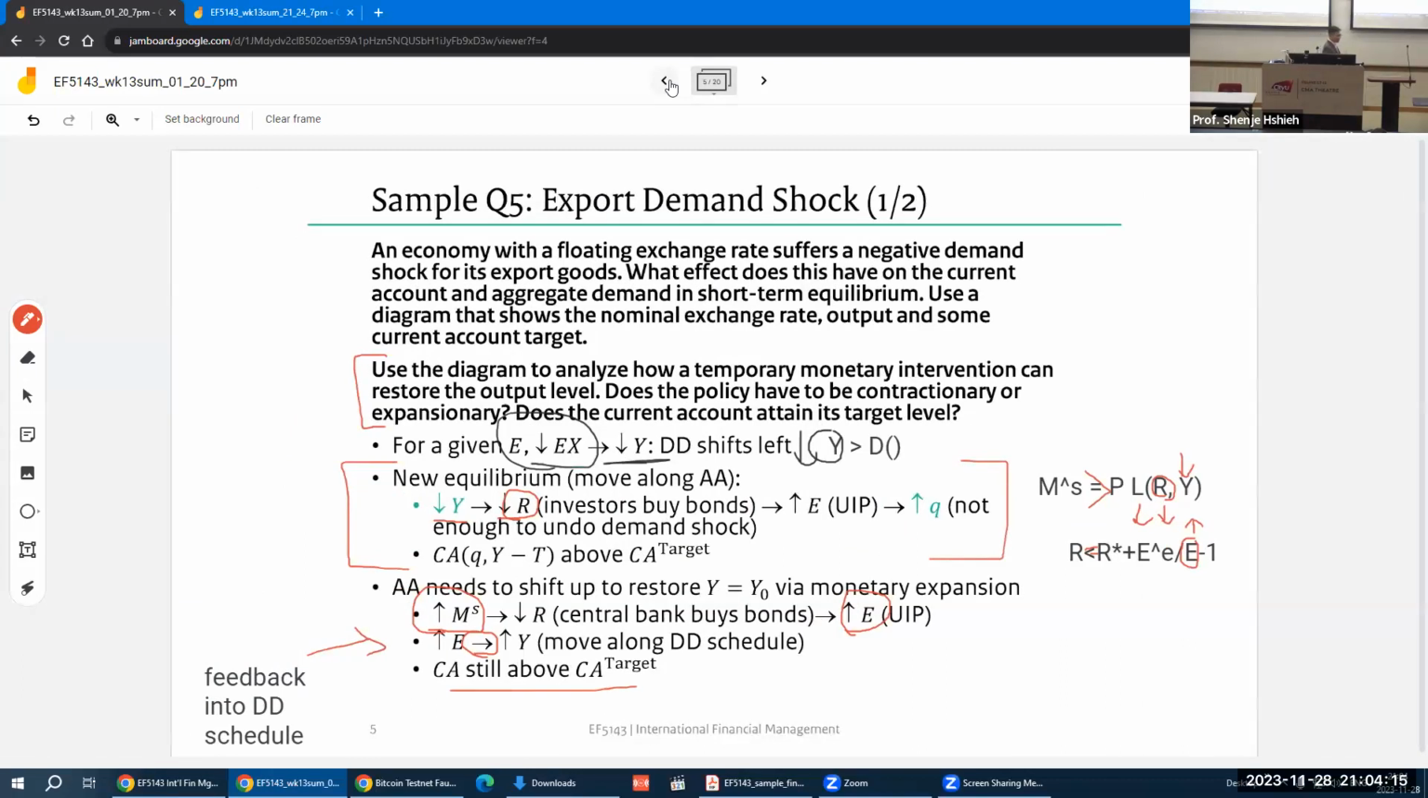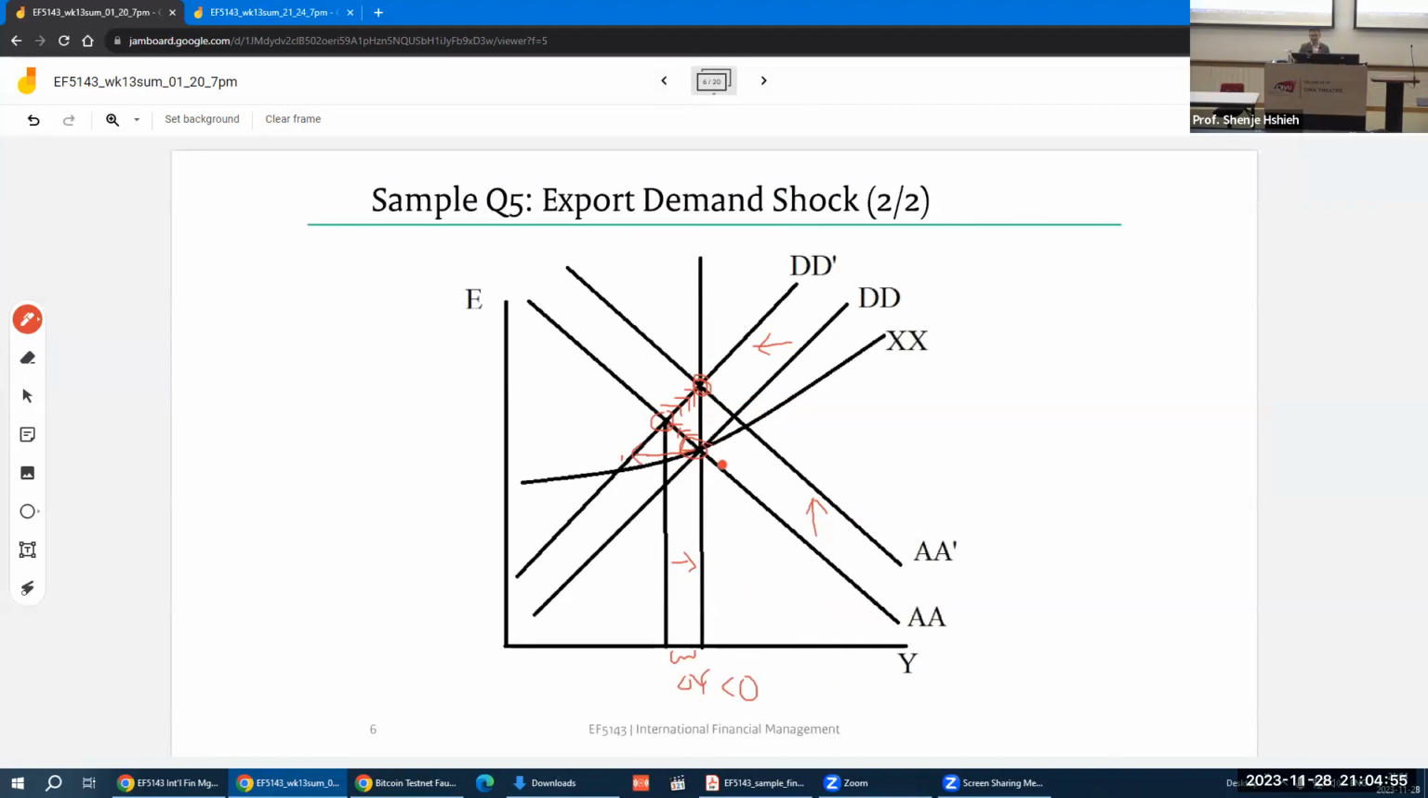So summarize again what we've done. We started out with an initial equilibrium, right? AA schedule intersects with a DD schedule. We draw an XX curve through it, assuming that the country has achieved its current account target. We now implemented a demand shock, which impacts EX, which impacts the current account, which impacts output. Keynesian cross tells us that demand creates supply. So if there's less demand, there's less supply. Less supply means that the DD schedule is going to move to the left for a given E. And we conclude that that's going to be above the target.